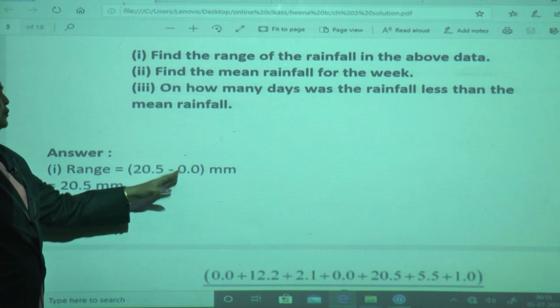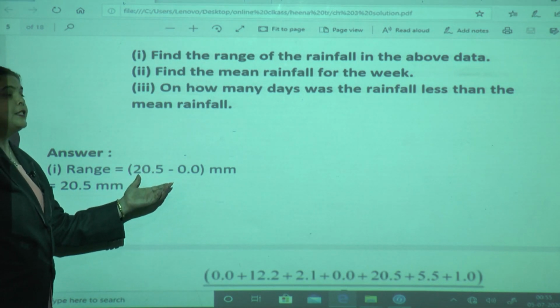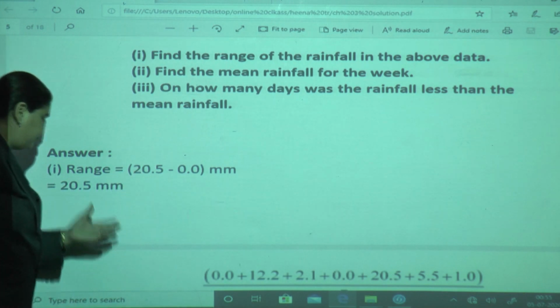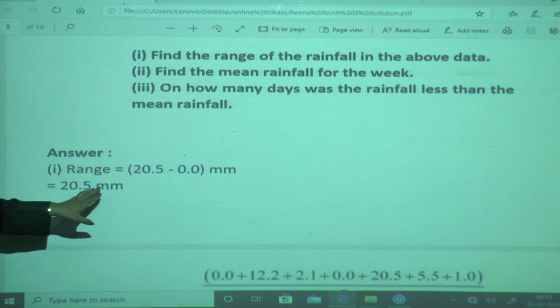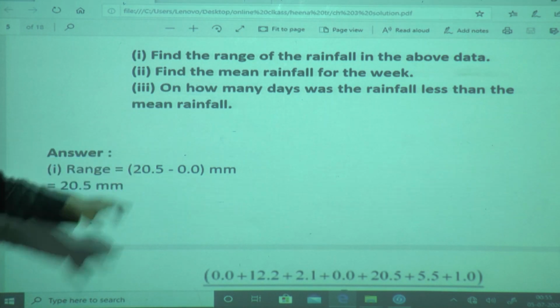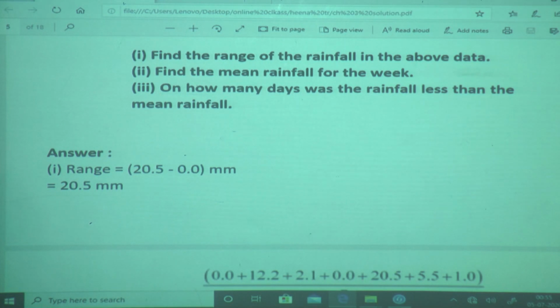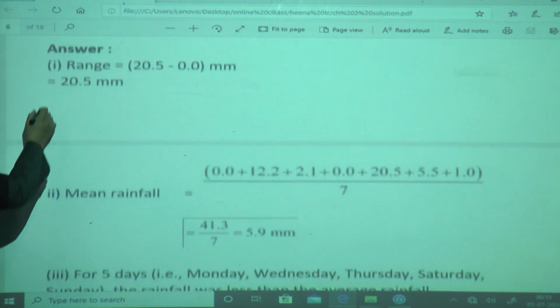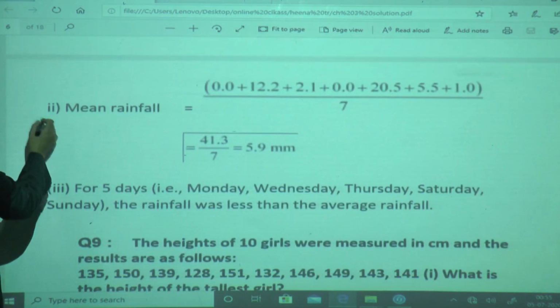So what will the subtraction be? You know very well, when you subtract 0 from any number, you get the number itself. So it is 20.5 mm. The second question is, find the mean rainfall for the week. Again, mean is nothing but the arithmetic mean. What do we have to do?